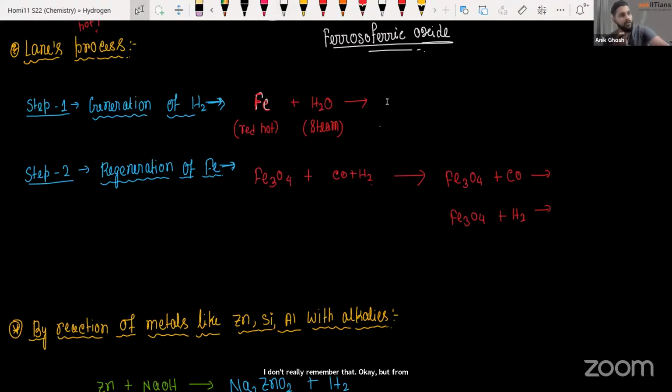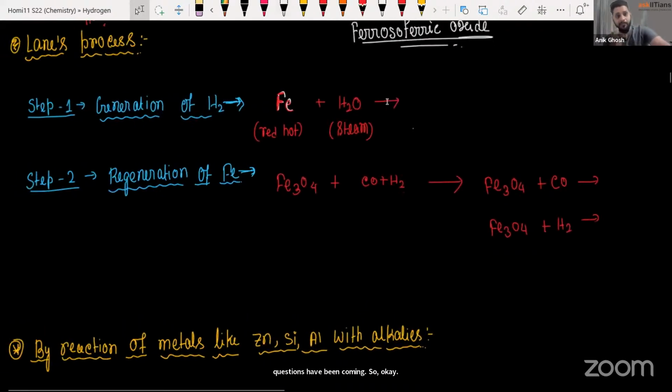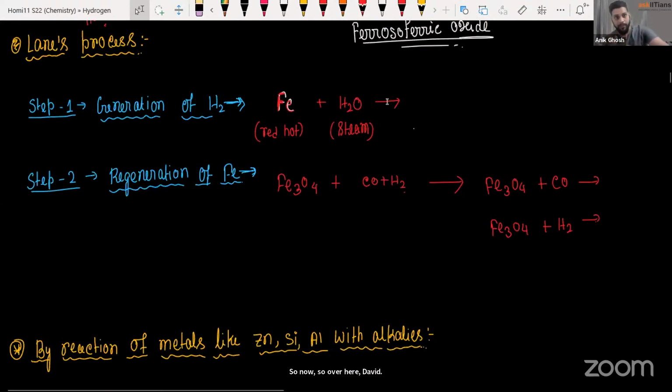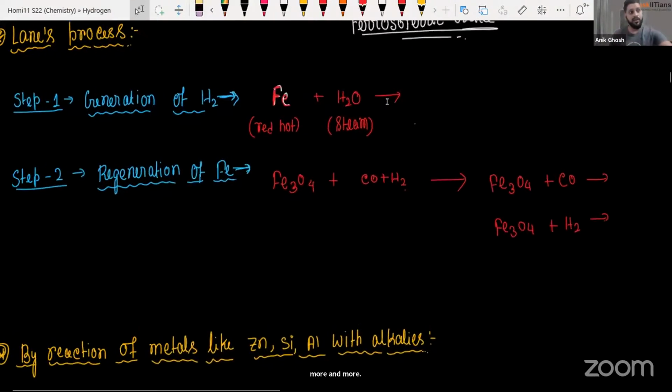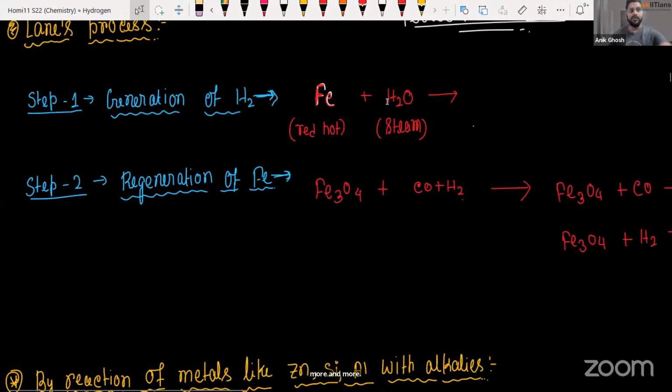So both Lane's and Bosch process are commercial methods, meaning methods in industries, for how we make hydrogen. That is what we are going to talk about now. Because in industry, it's not like we only need the product. In industries, we need the product to the highest extent and at the least cost, so that it gives us more and more profit. So how do you get hydrogen generation over here? First, guys, red hot iron and steam. What would that give me?